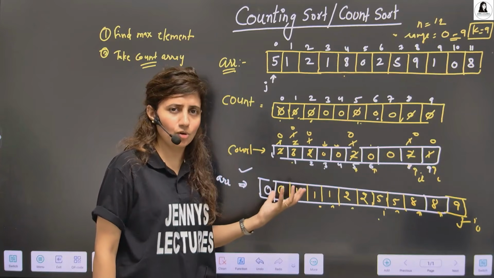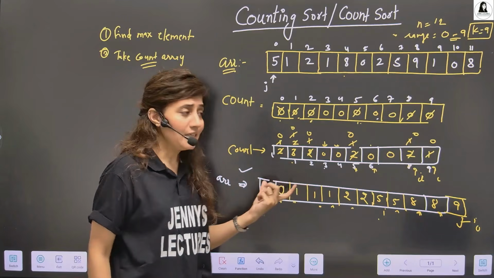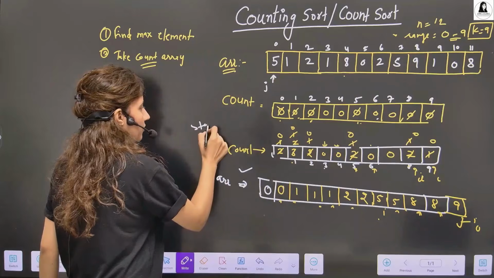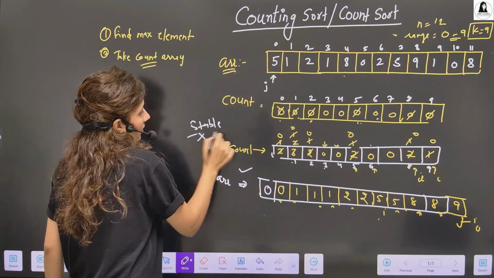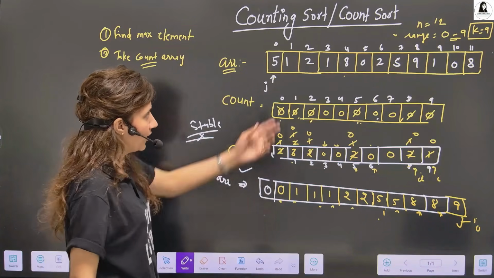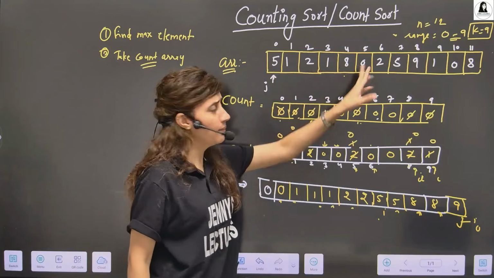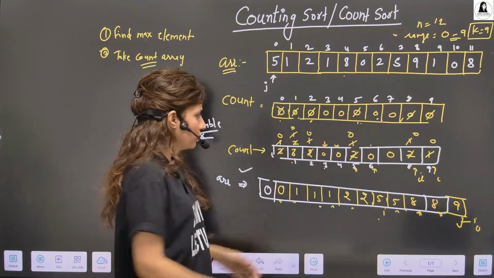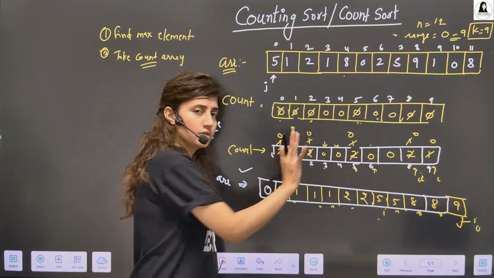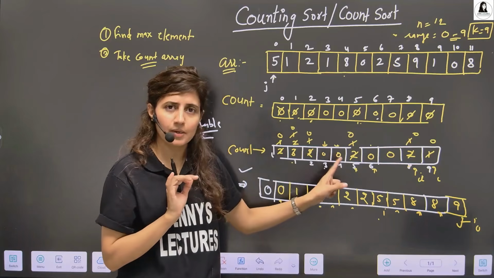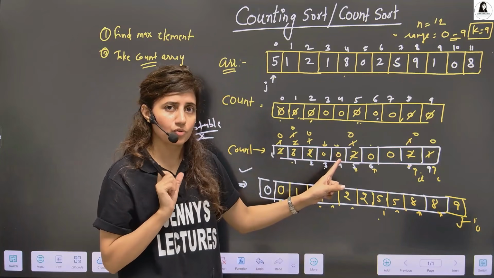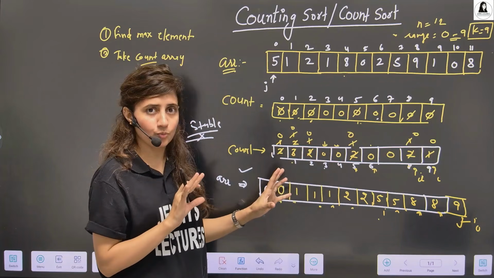Basically, it's not that tough. But it's not stable. We are not keeping track of the relative positioning of the same elements. It's just that based on these frequencies, we put the elements. We don't know about that. So this approach of count sort is not stable. But I hope the approach is clear to you.